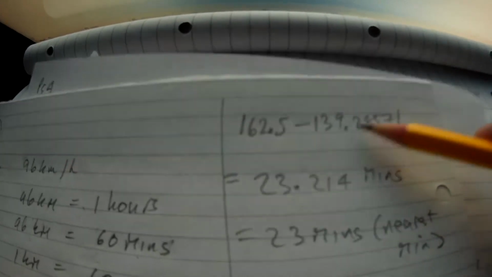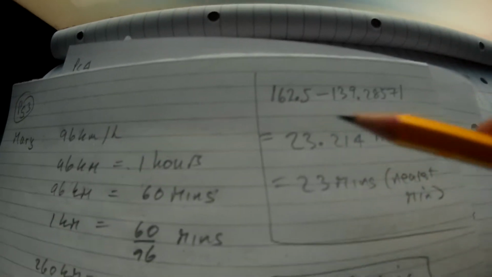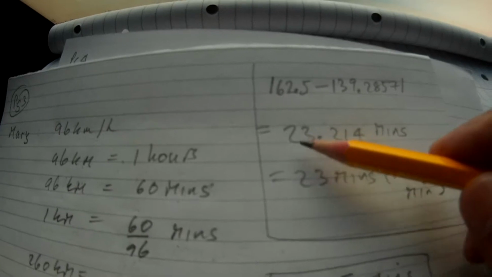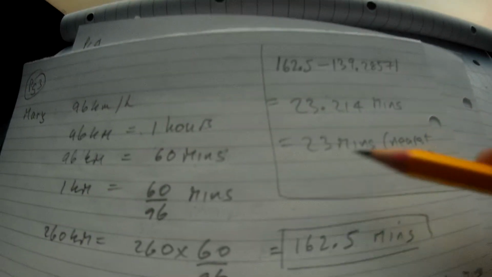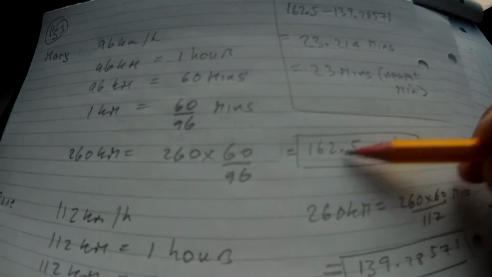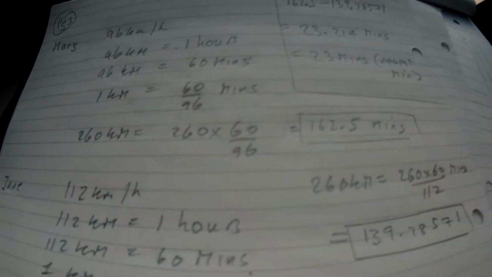So you want to find out how much longer Mary took. You take the bigger one, which is 162.5, and subtract the smaller time, 139.28571 minutes. That is 23.214 minutes, and to the nearest minute, it's 23 minutes. So Jane was going quicker. Mary arrived 23 minutes later. So that's how you can work out how much time it takes to travel.